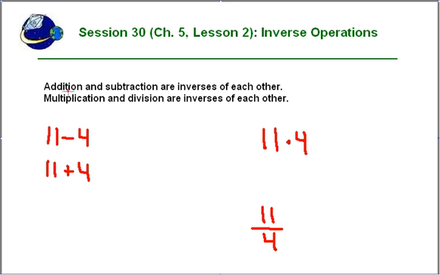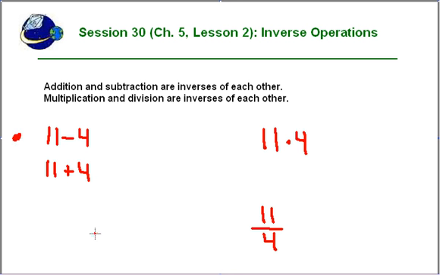Now, addition and subtraction are inverses of each other, and multiplication and division are also inverses of each other. What do we mean by inverse here? What we mean by inverse is that one operation undoes the other. Let's take a look then at our first example here.